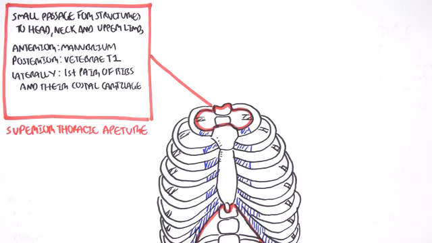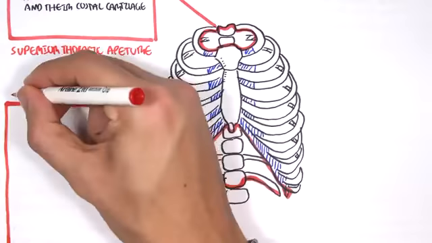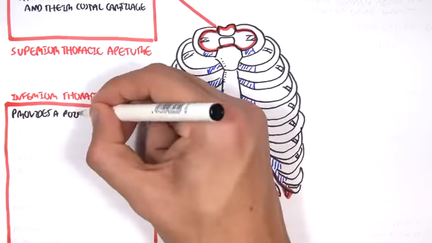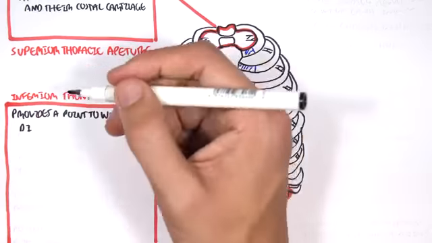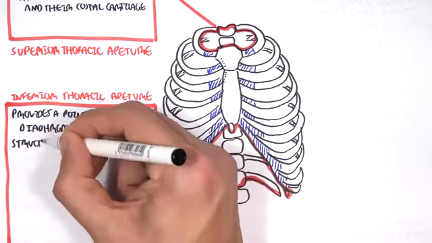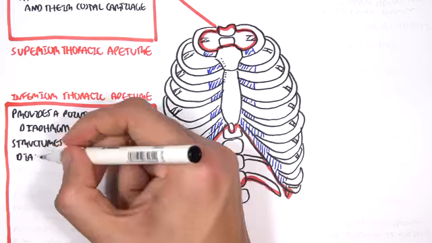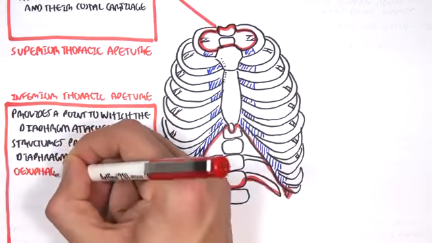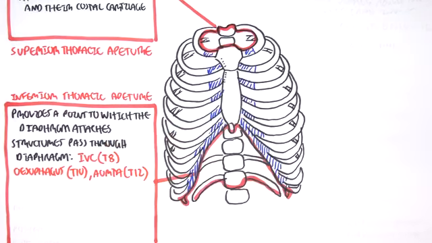Then we have the inferior thoracic aperture. The inferior thoracic aperture provides a point to which the diaphragm attaches. Some important structures pass through the diaphragm, and these are the inferior vena cava at T8, the esophagus at T10, and the abdominal aorta at T12.